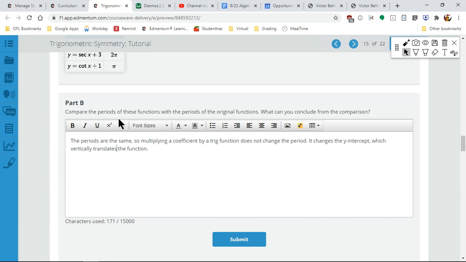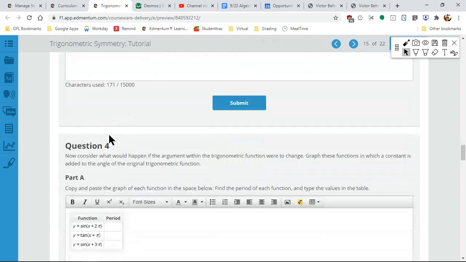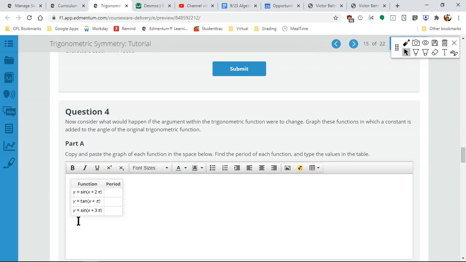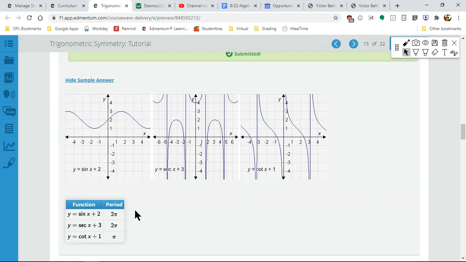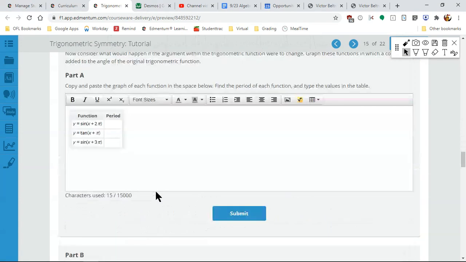Translation means moving it up, down, left, right, diagonal, all that stuff. So it's a translation. Now we're going to consider it with parentheses. This is why I was saying they should have really put parentheses here, because now we're going to see the difference with parentheses.